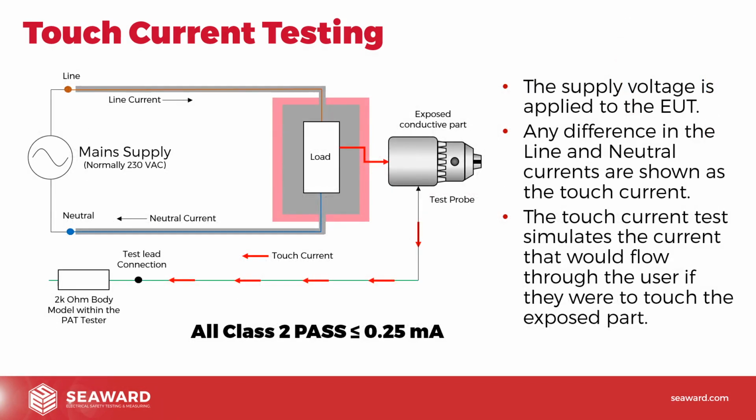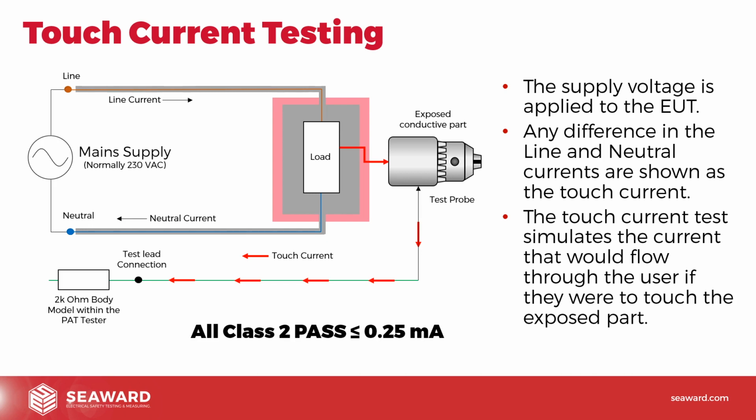So I've put a little diagram up here again, very similar to what we had before, but what you can see in this case is we've obviously got the double insulation there, we've got the basic insulation, the grey insulation, we've got the supplementary insulation, which is in red there. And what we're saying is that we've got current coming down the line, should be going back down the neutral, but in this case we've got a breakdown between the load and the exposed part, in this case the drill chuck. And what we're looking to see is if we applied the test probe to that drill chuck, what current would flow down through our body model and give us the touch current measurement, the current that would flow through my body if I was to touch it.